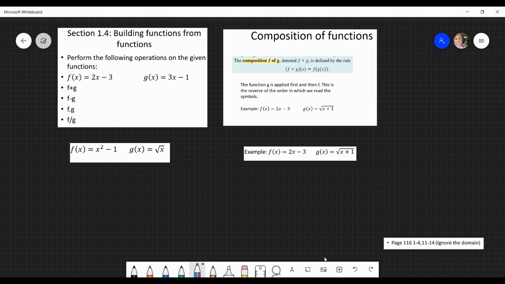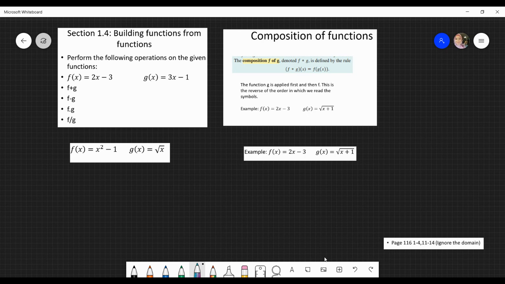Hi, today in this video, we're going to talk about composition of functions. The title of this section, which is section 1.4 of the book, is building functions from functions. So what could we do with those functions? What operations could we do with them?